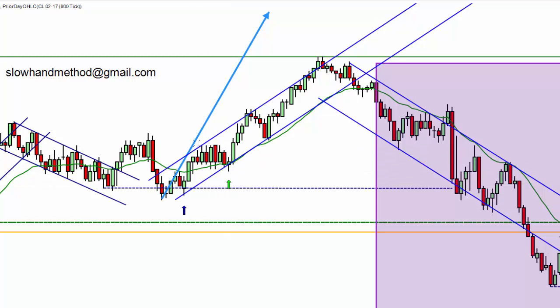It's taking a long time to complete, but from this high, first entry, second entry. But because of all this overlap, I marked it in green. I mean, it would have worked out. It gets to the other side of the channel, gives you your 15 ticks, pulls back, goes higher. So it would have worked out.